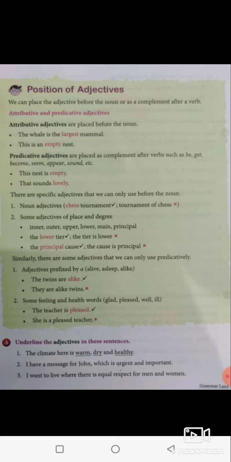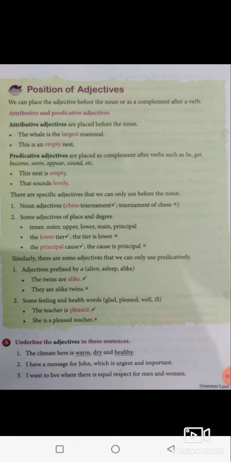Some feeling and health words. For example, glad, pleased, well, ill. These all take the place of adjectives. The teacher is pleased. The teacher is pleased with the student's performance. That's what it means. So the teacher is pleased, is very happy. So pleased takes the form of an adjective. We cannot use she is a pleased teacher. No. So they come at the end of a sentence.